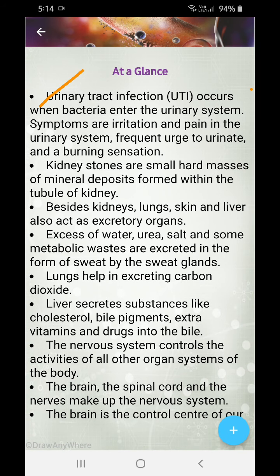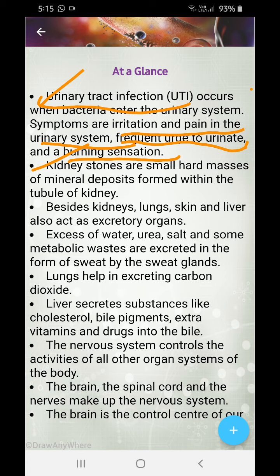Okay, now what is the urinary tract infection? It occurs when bacteria enter the urinary system. See, when we urinate in an unclean place, the bacteria enter the urinary tract and it can cause this urinary tract infection. Now, what are the symptoms? Irritation and pain in the urinary system, frequent urge to urinate, and a burning sensation. Okay. It can be treated. There are antibiotics for that. Okay, don't worry about that. But still, it will make a lot of heat for you.